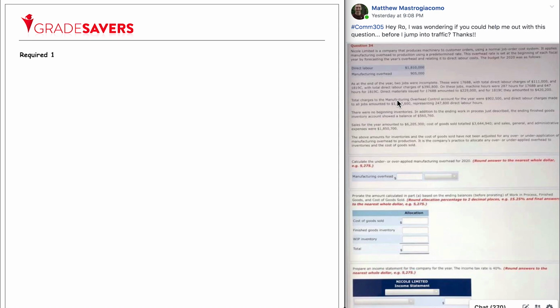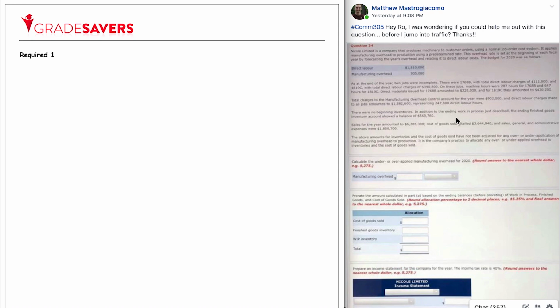The direct materials issued for the first job amounted to $229,000, and for the second, they were $420,200. Total charges to the manufacturing overhead control account for the year were $902,500, and direct labor charges made to all jobs amounted to $1,582,600, representing 247,800 direct labor hours. There were no beginning inventories.